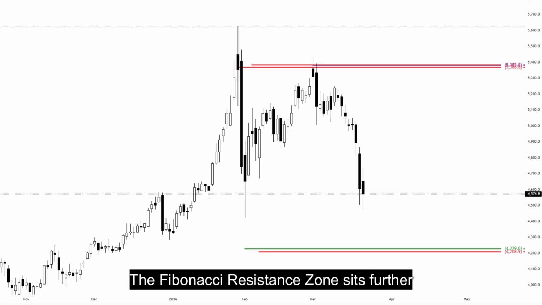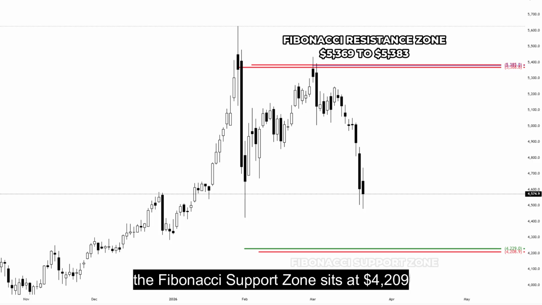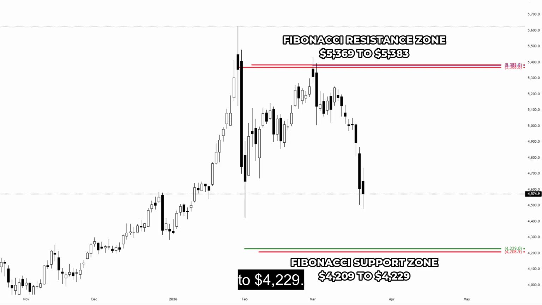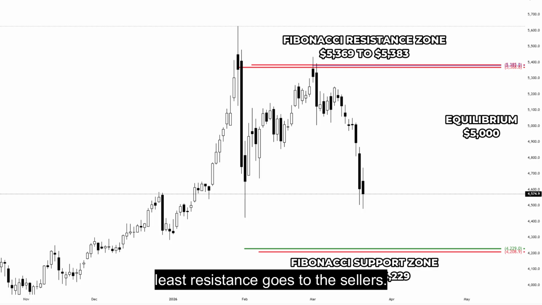The Fibonacci resistance zone sits further up at $5,369 to $5,383, and the Fibonacci support zone sits at $4,209 to $4,229. Price action is trading below the equilibrium point of $5,000. As this is the balance point, the line of least resistance goes to the sellers. Clearly, we would need to break the dominant structural low to challenge the Fibonacci support zone.